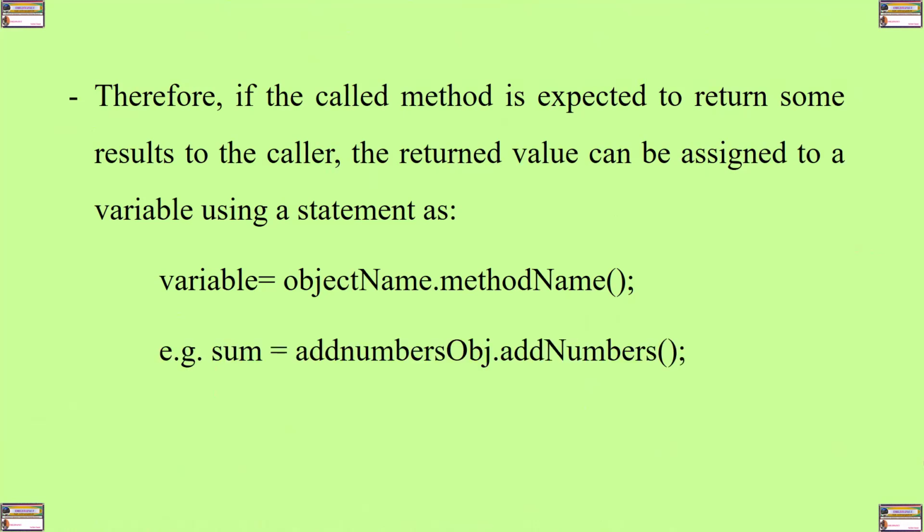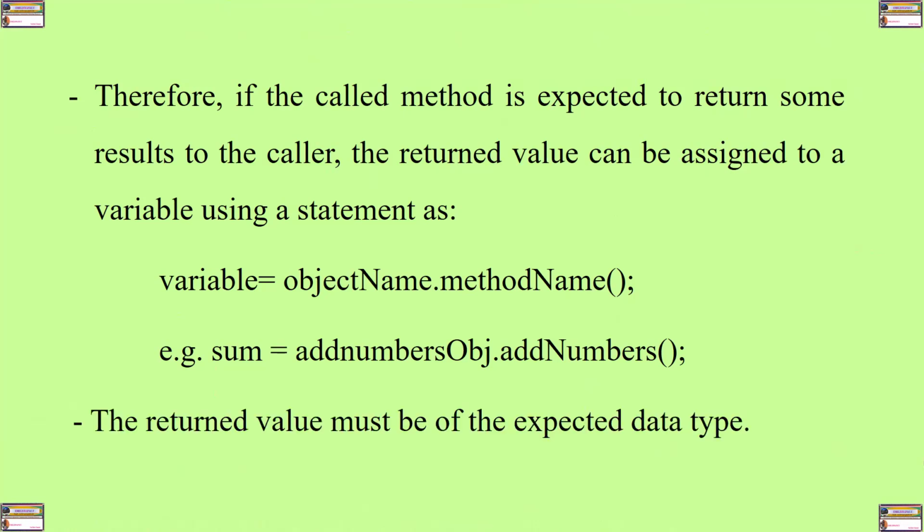So what the statement is telling the compiler is go to a method called add numbers through the object called numbers object. Then perform the activities there and return a value. When you bring that value back to the main method, assign that value that has been returned to the memory location called sum. Once that has been done, you can easily now pass the memory location called sum to any other method by including it within the call statement as an argument. So the returned value must be of the expected data type.